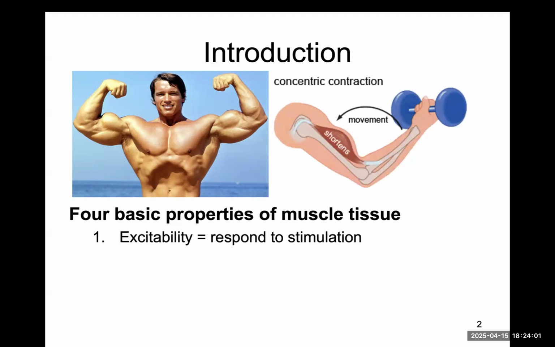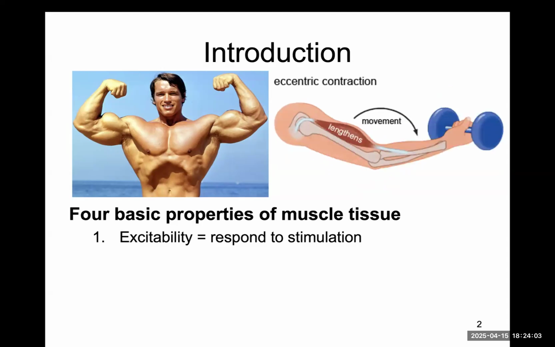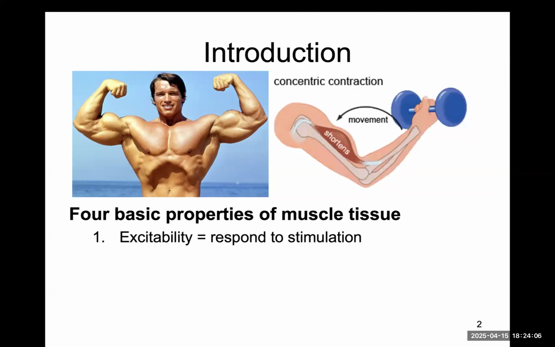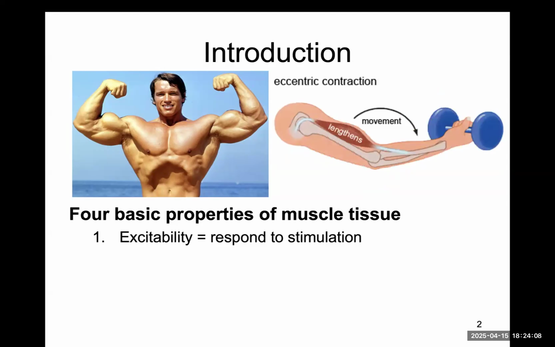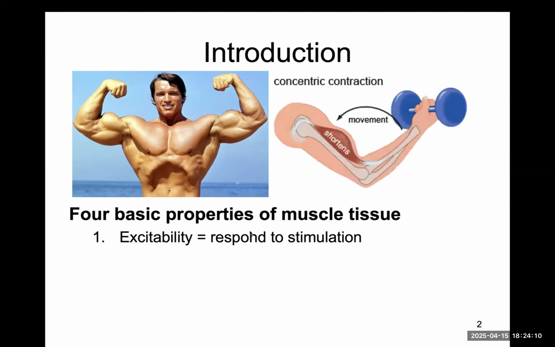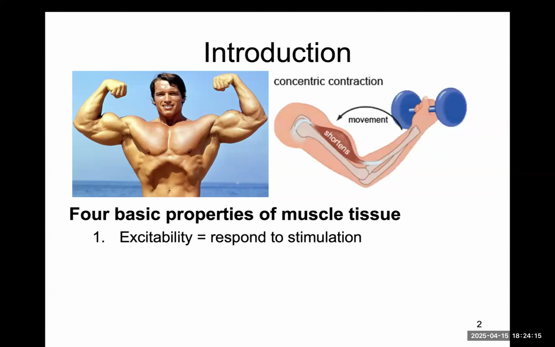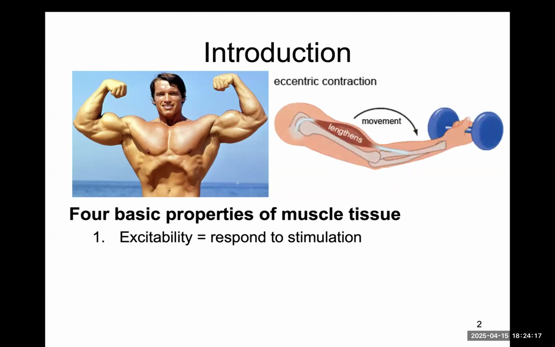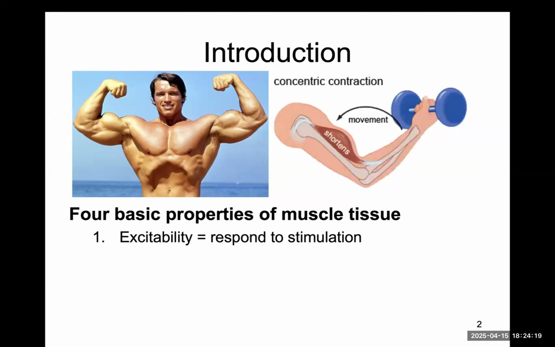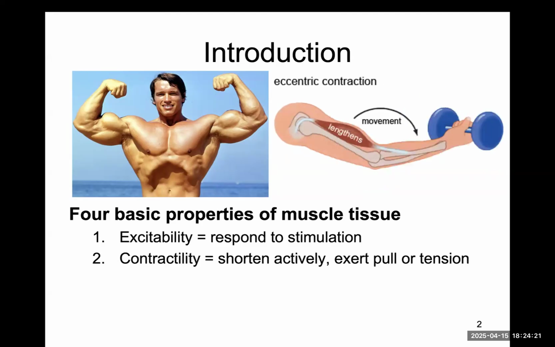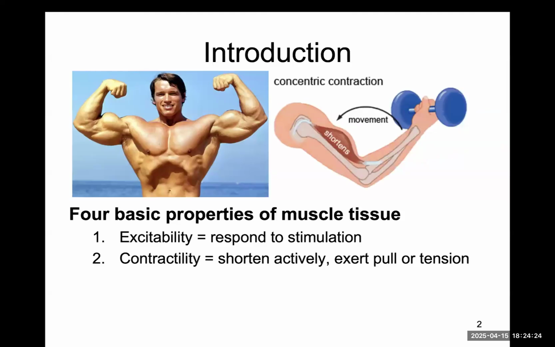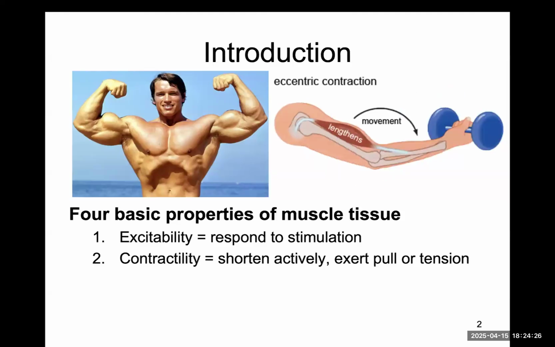And in terms of muscle, what kind of things can they do that the other types of tissues cannot do? Well, one, muscle tissues have excitability, they respond to stimulation. You can stimulate them, whether you're using a nerve or some type of electricity, and they can respond. And when they respond, they can contract. So they have contractility, they shorten, they actively exert and pull. So the cells themselves literally become shorter.